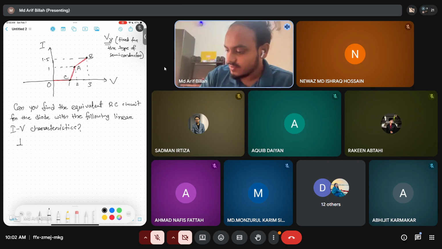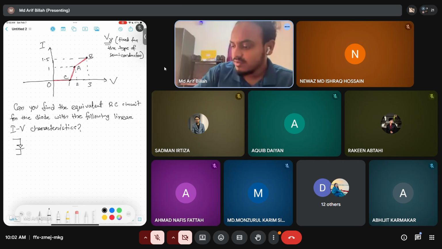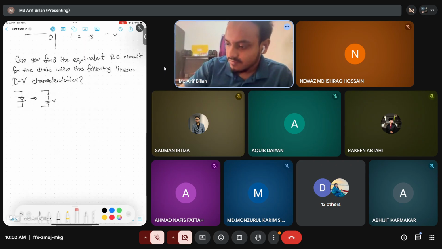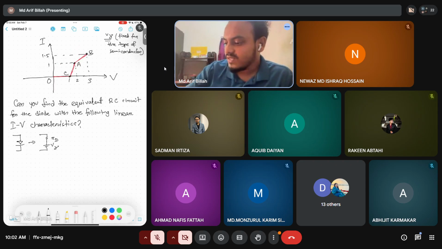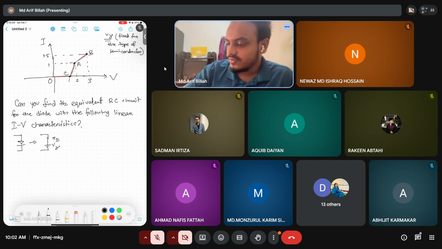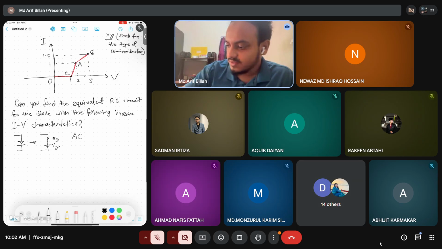Imagine you have a diode here with these characteristics, and the characteristics change over two regions, right? So there's region A to C and region A to B. You convert it to this V gamma and RD. So basically find RD and V gamma for two regions. You have AC and AB.